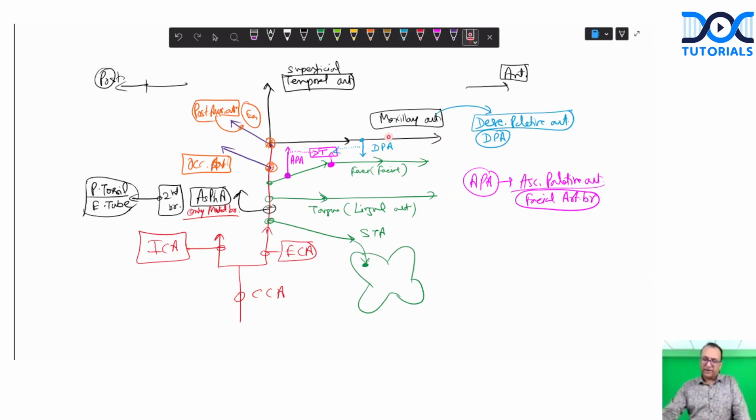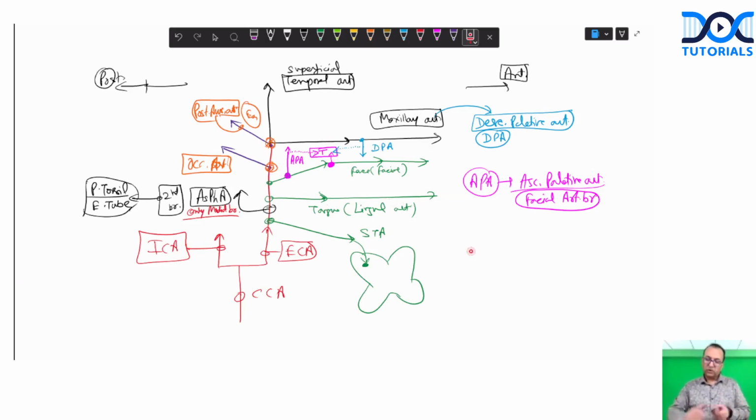So maxillary artery gives descending palatine artery, and descending palatine artery also supplies tonsil. Yes. So ascending palatine branch of facial artery, descending palatine branch of maxillary artery, both of them supply tonsil. There is one more artery supplying. Who is that? This lingual artery.